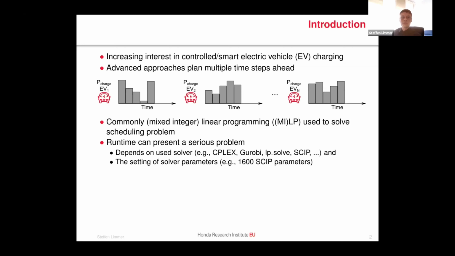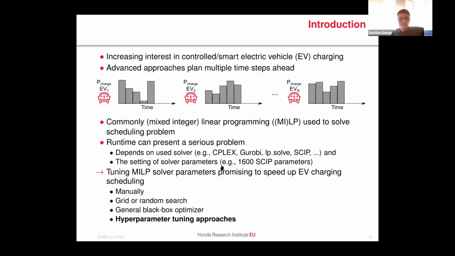And the solving time does not only depend on the used solver, but also on the setting of the parameters of the solver. For example, SCIP has over 1,600 parameters. And the default setting of the solver parameters is usually in a way that a good average performance is achieved on heterogeneous problem instances, but restricted to a certain problem class, the default settings are not necessarily optimal. And so tuning the parameters of the used MILP solver is a promising way to speed up the scheduling for the EV charging control. The question is how to tune the parameters.